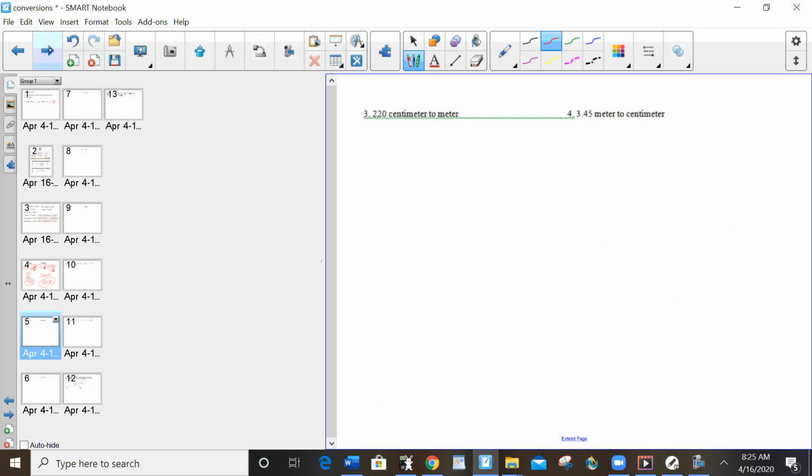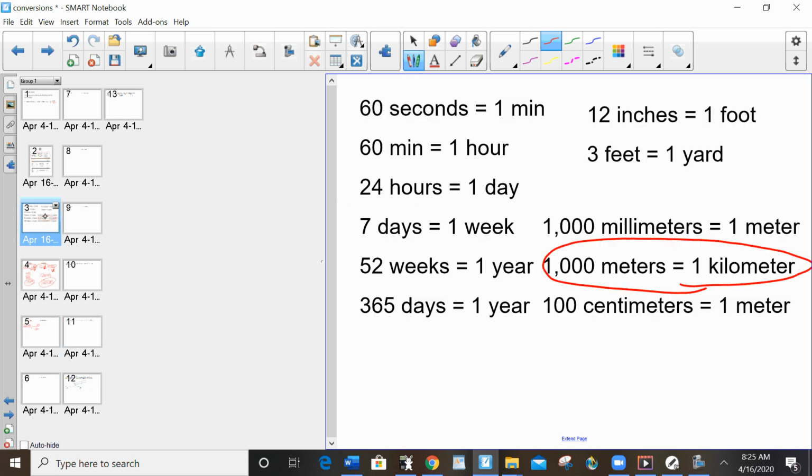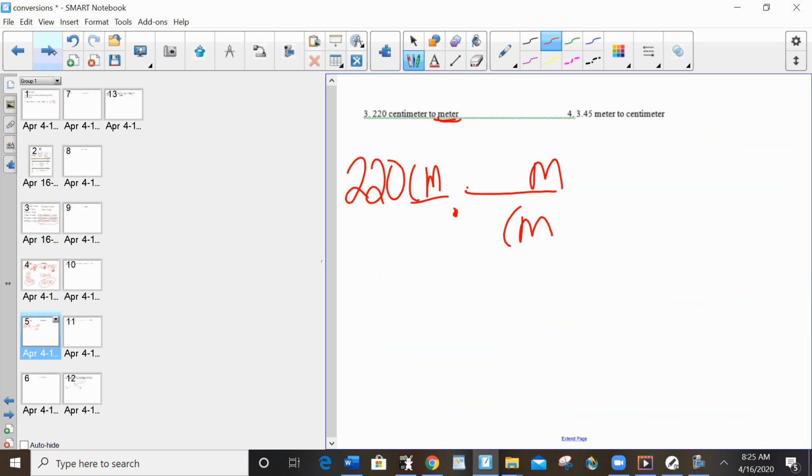Number 3, I'm starting with 220 centimeters. I want to convert that to meters. So whatever I start with goes on bottom because the whole point is to get it to cancel. Whatever I'm converting to goes on top. What's the conversion between meters and centimeters? There are 100 centimeters in 1 meter. So I'm going to put 100 with the centimeters, 1 with the meters.